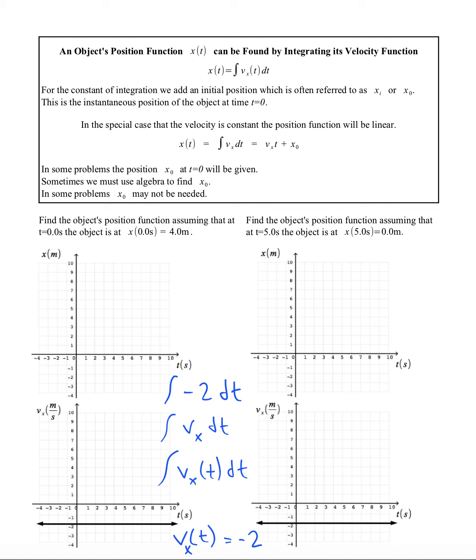This time our horizontal axis is time, t, so our differential references that. It's dt instead of dx. And so when we do find that antiderivative, we want to attach the -2 to a t instead of an x.